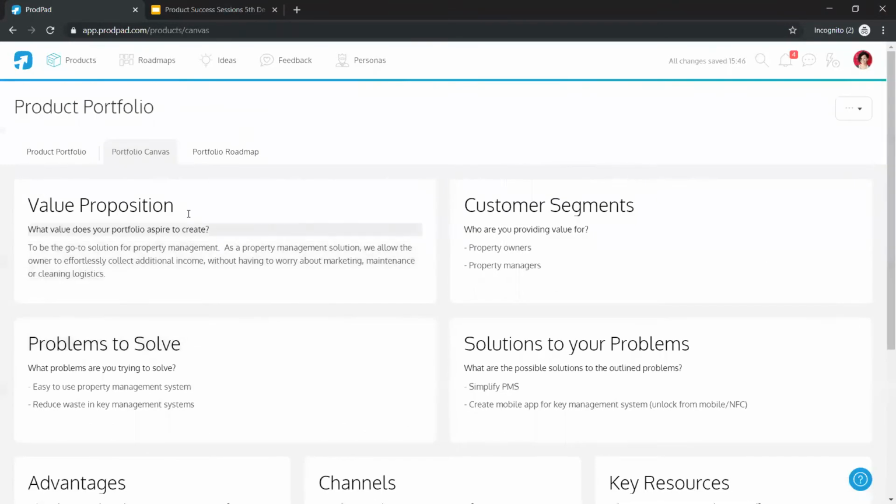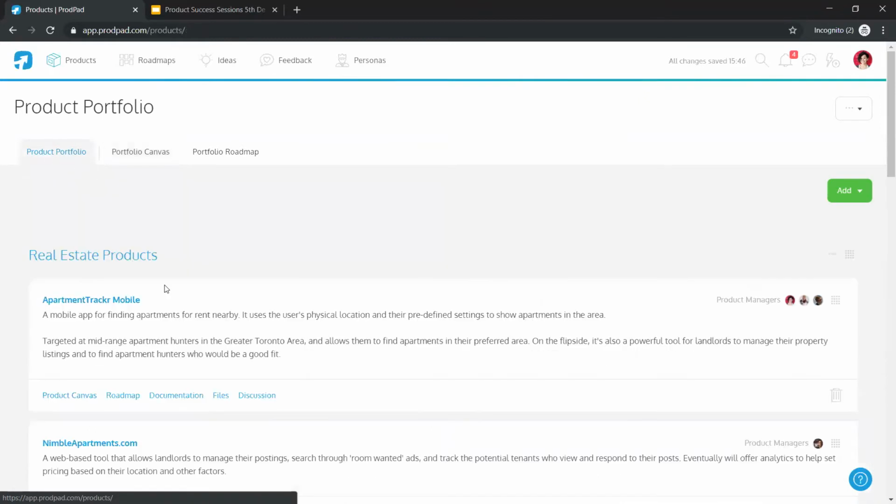You can actually change these. So if you wanted to tweak the sections, maybe you don't want to use those titles, you want to add different types of information, you can tweak that as well as the descriptions. So portfolio canvas is a great space to document that vision across your portfolio of products.